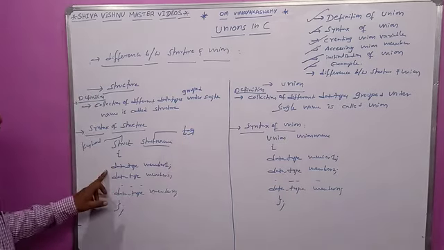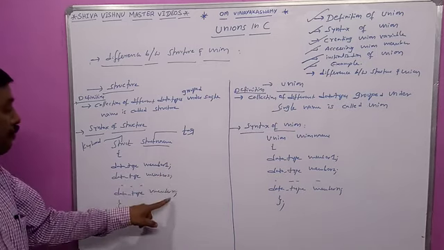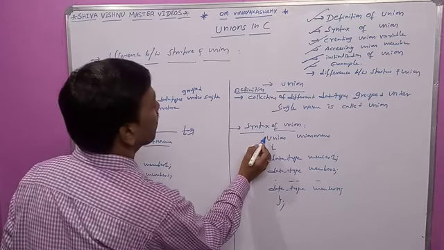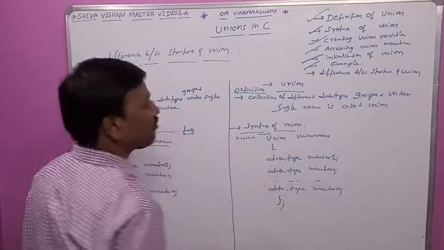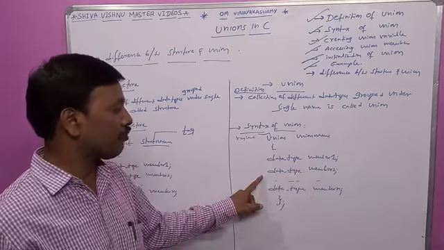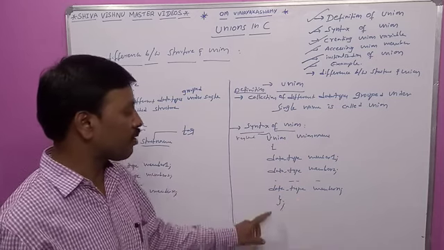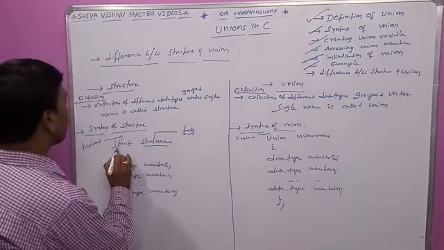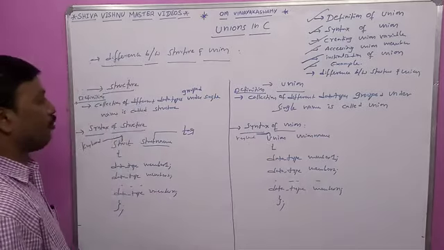Then open brace, data type member 1 semicolon, data type member 2 semicolon, data type member n semicolon, close brace semicolon. Here also is a union. union is a keyword, then the union name, open brace, data type member 1 semicolon, data type member 2 semicolon, data type member n semicolon, close brace semicolon. Here we have struct as the keyword, and here union is the keyword.